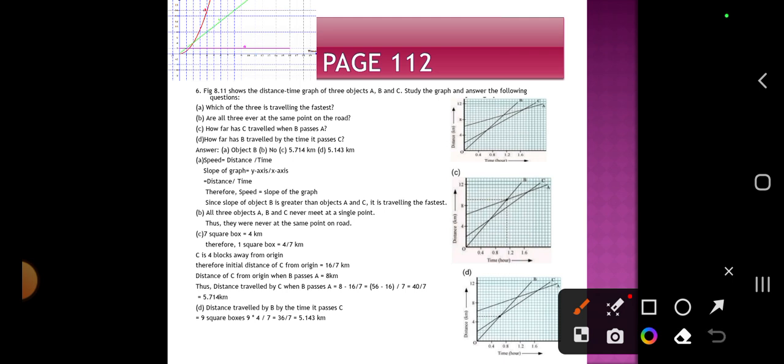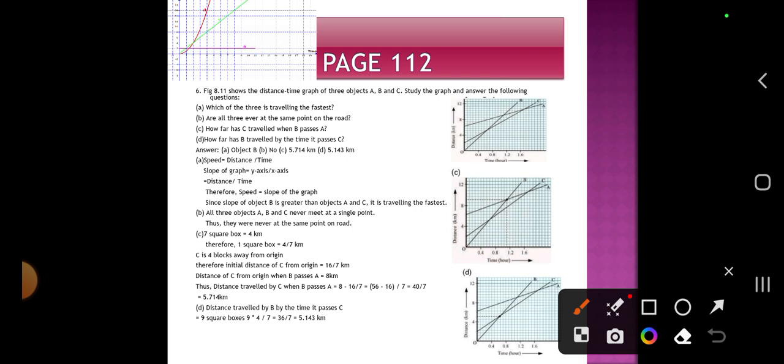As per the graph rule, the squares, 1 2 3 4, whatever squares are between 0 and 4, how many squares are there? So there are 7 square boxes. That means 7 square boxes is equal to 4 kilometer. From 0 to 4, we have 7 small boxes in between. So this is 4 kilometer.